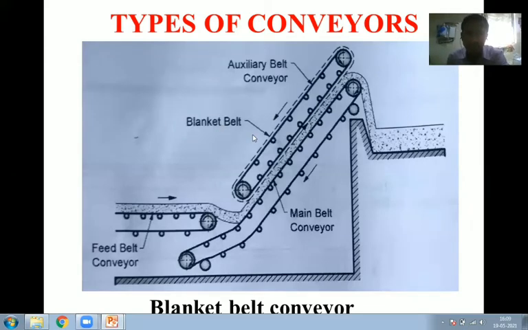To avoid such things, you can use this type of blanket. That's why this is called the blanket belt conveyor. It is mainly used in conditions where there is a slope and there may be chances of the transported material falling, so this type of conveyor is used.